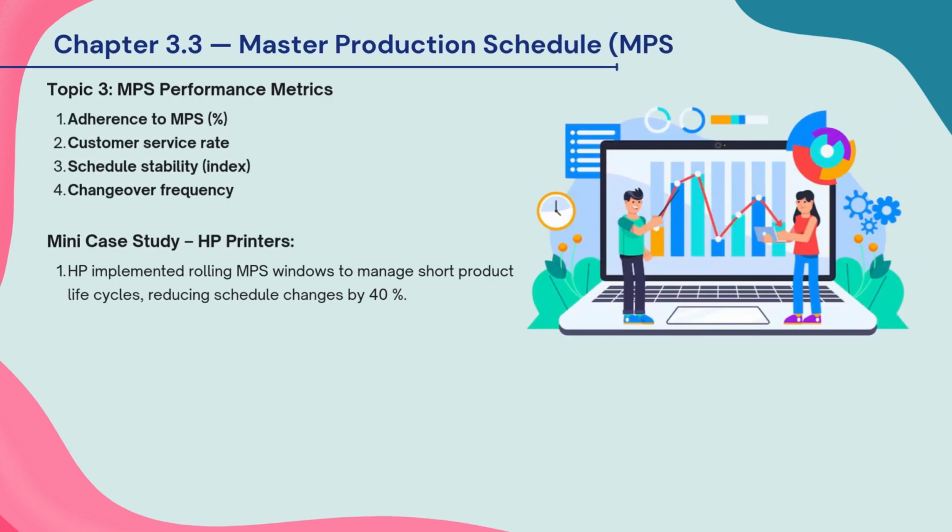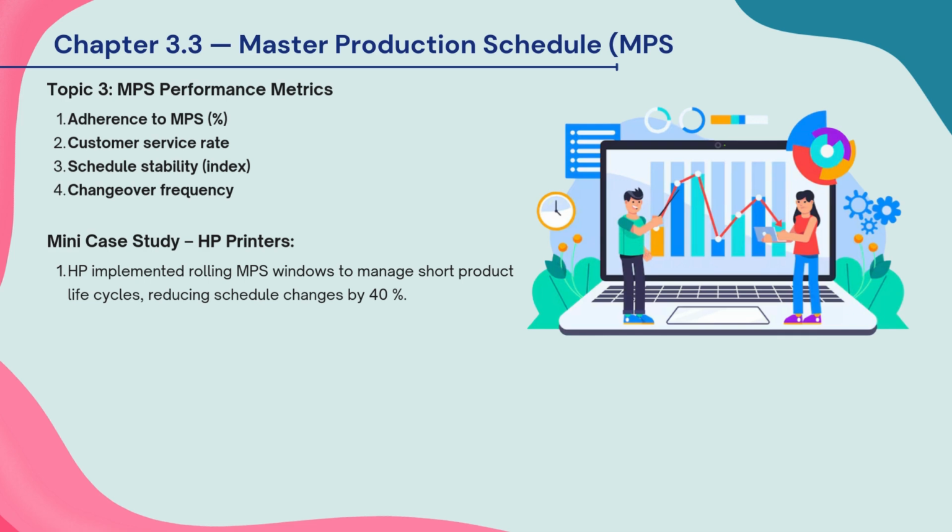This slide highlights how we measure the effectiveness of the Master Production Schedule, MPS. Adherence to MPS tracks how closely actual production follows the planned schedule. Customer Service Rate measures the ability to meet customer orders on time. Schedule Stability indicates how much the schedule changes. Less fluctuation means more stability. Changeover Frequency: higher changeovers reduce efficiency and increase cost. Mini case, HP printers. HP used rolling MPS windows to handle short product life cycles, resulting in a 40% reduction in schedule changes.